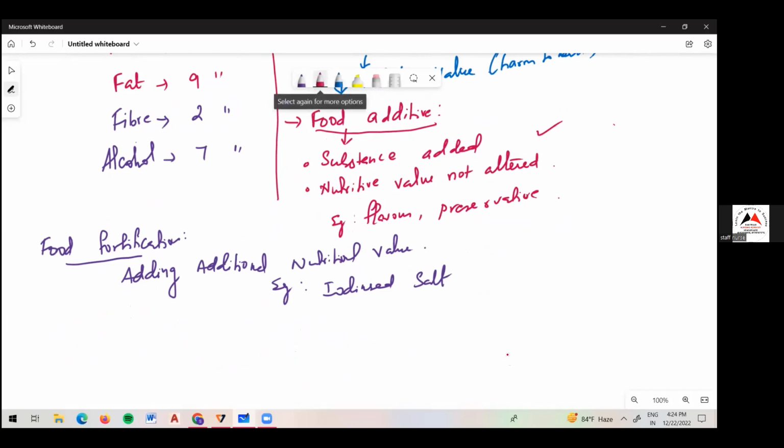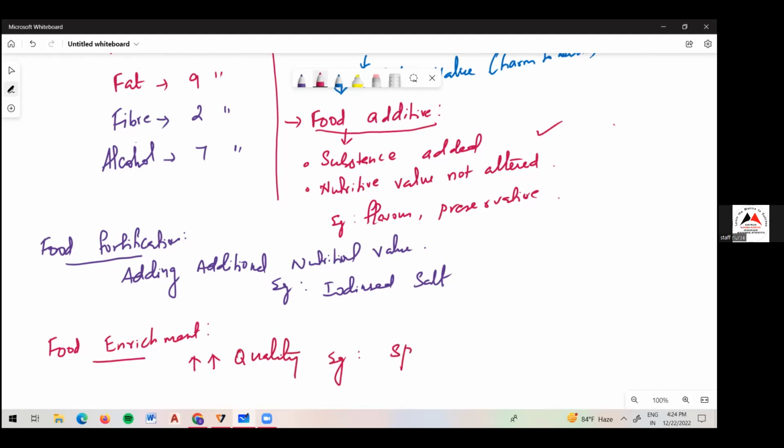Food enrichment. This was a previous AIIMS question. Food enrichment means increasing quality. Example: sprouted dal. After sprouting the dal, the nutritive value adds up. That is called food enrichment. Is it clear?